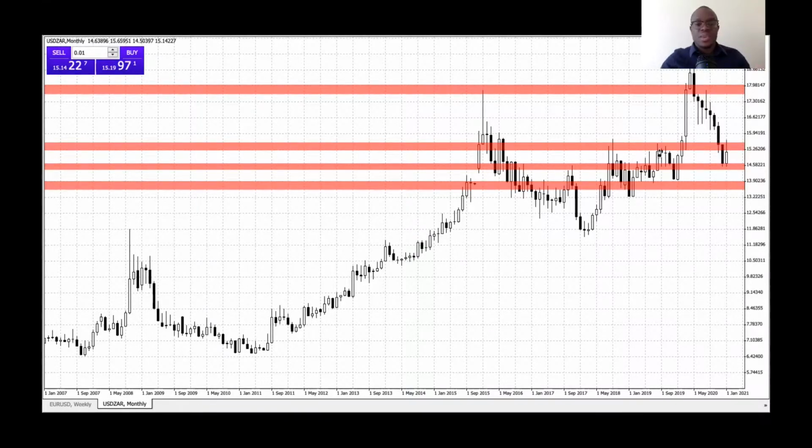These are the cases that we have for the two movements, the movement to the upside and the movement to the downside. So monthly, this is the way that I'm looking at it. Now let's move on to the weekly analysis.